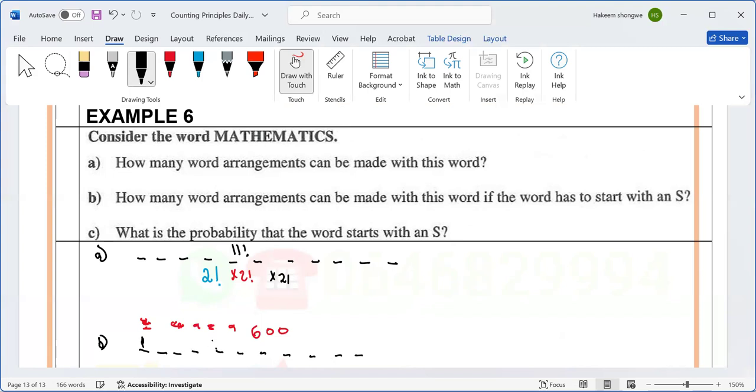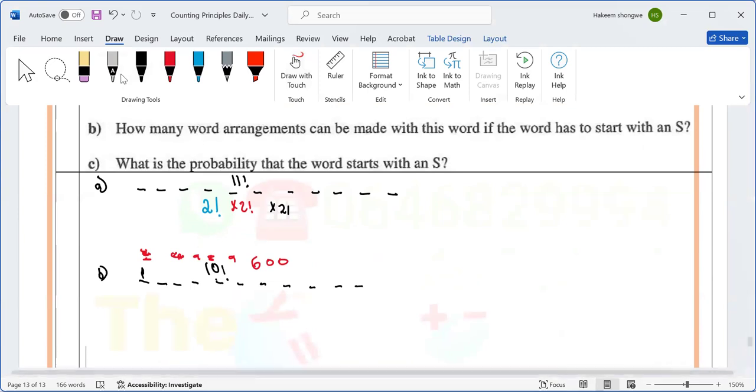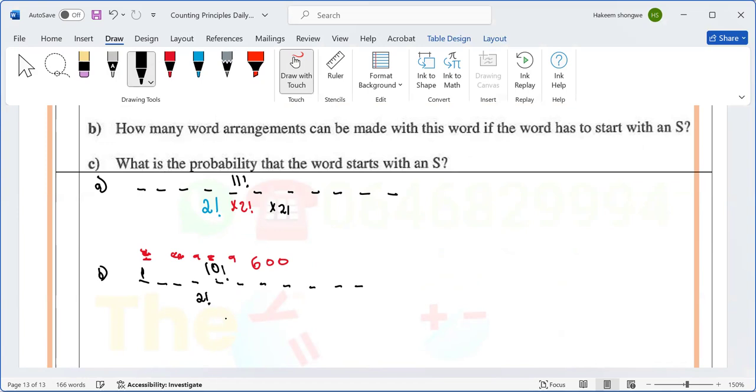Then it's 10 factorial. But out of the 10 factorial things that you have to arrange, there are things which are identical. Who are those? It's 2 factorial, which is M, multiplied by 2 factorial, which is A, multiplied by 2 factorial, which is T. And then all in all, we are going to remain with 453,600.